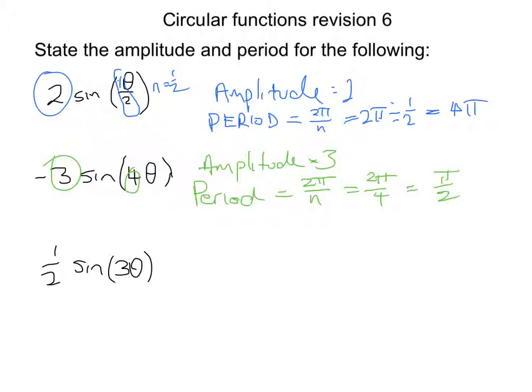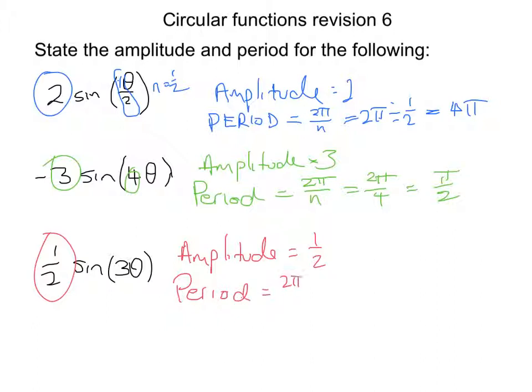And the third one, the amplitude equals a half, and the period equals 2 pi over n. n is equal to 3. So that's just simply 2 pi over 3. And that's all you need to do for that question. Let's move on to the next one.